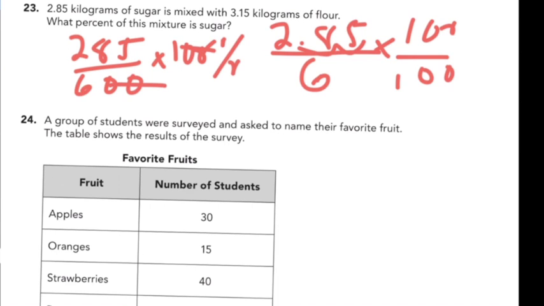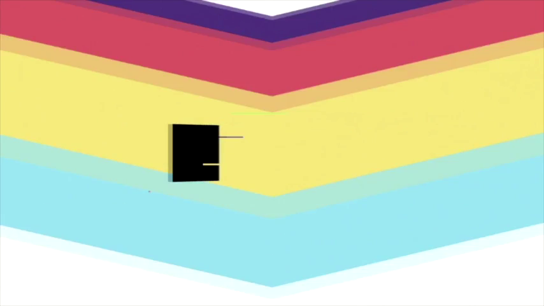So we get 285 over 6, and you figure out how many 6s go into 285, and that will give you your answer as a percent.